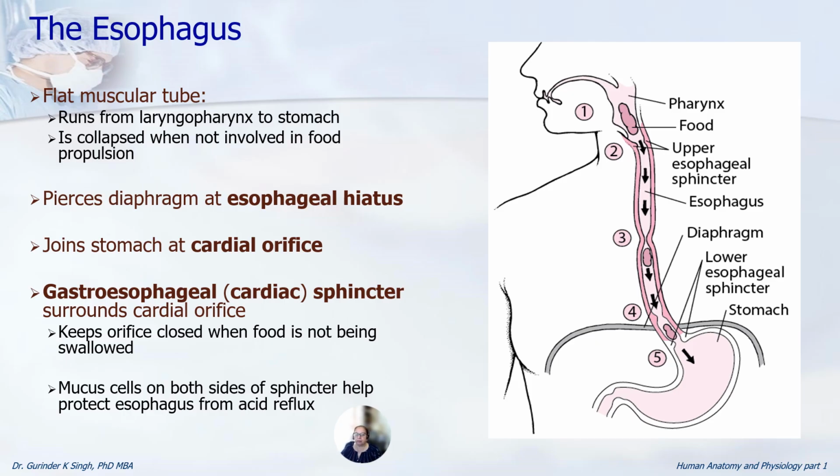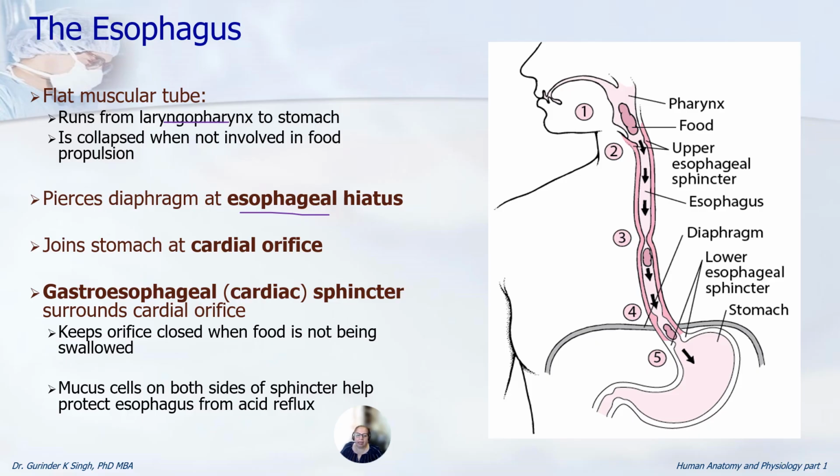Okay, so now let's move on to the esophagus. What is the esophagus? The esophagus is a muscular tube which runs from your laryngopharynx region to the stomach. If we look at this picture, from here to here can be anywhere between 6 to 8 inches in the body. Remember there's a diaphragm right here, so it goes through the diaphragm through an opening known as the esophageal hiatus.